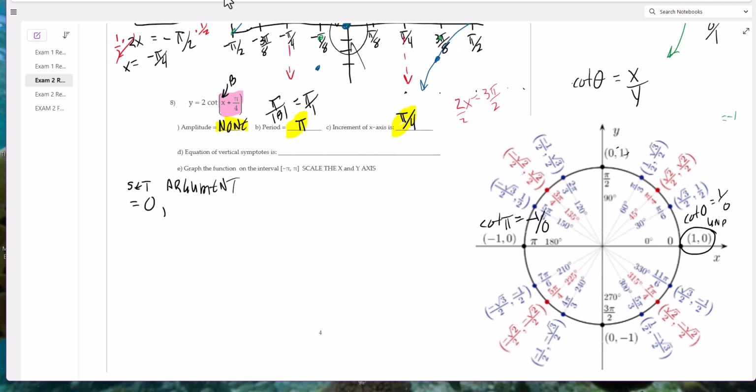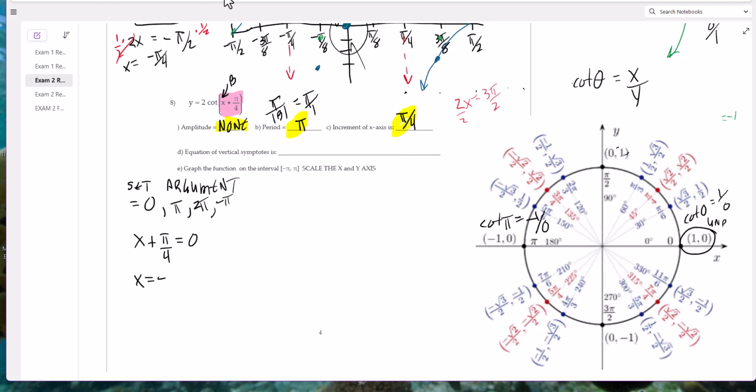So what I'm going to do is take the argument, x plus pi over 4, and I'm going to set that equal to 0. And that's going to give me an asymptote. So that's real easy to solve. One of your vertical asymptotes is at x equals negative pi over 4.